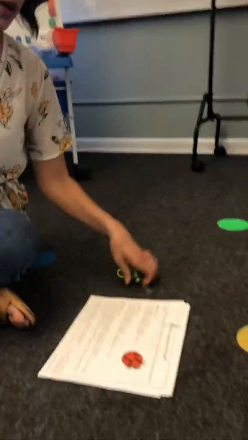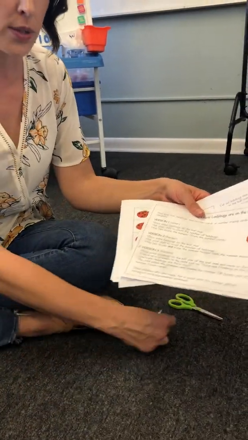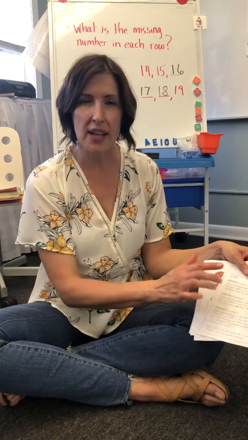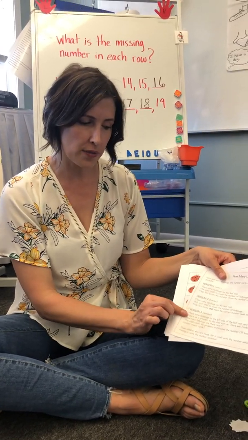So in your packet, you got something that looks like this. And it gives you directions to Mom and Dad on how to use it with you. Mom and Dad, we're really interested in using version 3 here because it's the hardest version, and I think that these kindergartners are ready to do the hardest version of this game.